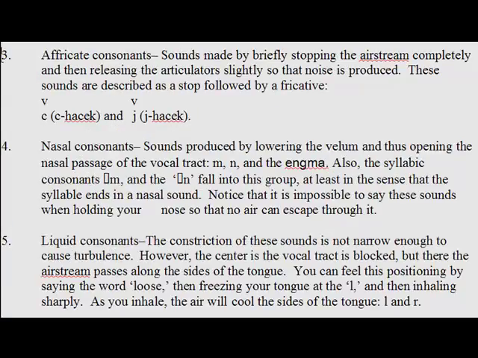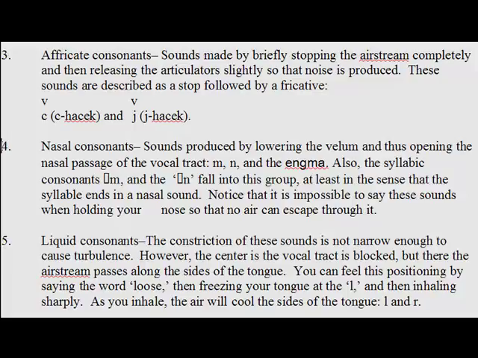Number 3, affricate consonants. Sounds made by briefly stopping the airstream completely and then releasing the articulator slightly so that noise is produced. These sounds are described as a stop followed by a fricative. For example, the ch and the j sounds, as in the words cheap and jeep.